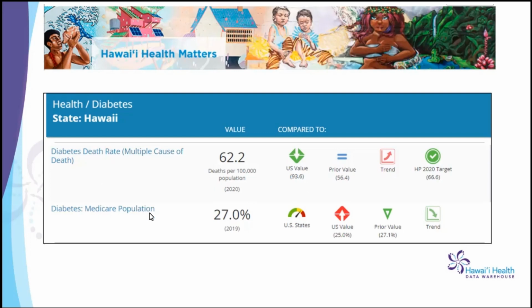In terms of the diabetes in the Medicare population, 27% of Hawaii enrollees had diabetes in 2019. We are in the second worst quarter compared to all of the states in the US. We are higher than the US value of 25%. We're statistically the same as our previous value, and then it's been trending down over time, but not significantly.